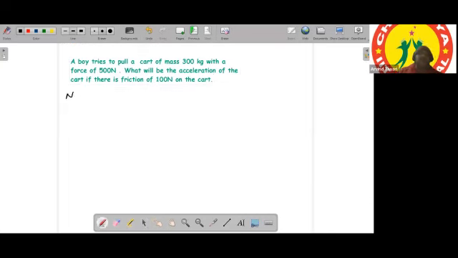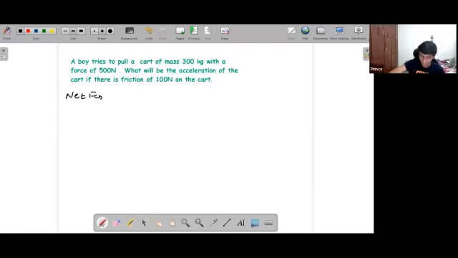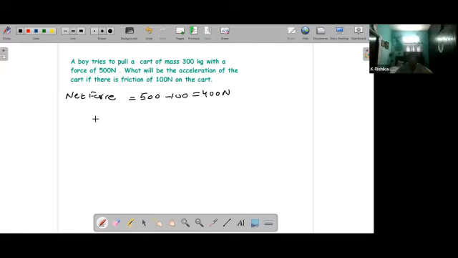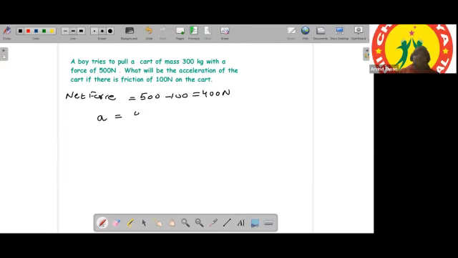So, I can write here my net force will be equal to 500 Newton minus 100 Newton, which will be equal to 400. Okay, so net force is 400 Newton. We know the mass, so we can find out the acceleration. Sir, I got 4 by 3 meter per second square. Yeah, so acceleration would be equal to 400 over 300, and that's 4 by 3 meter per second square.